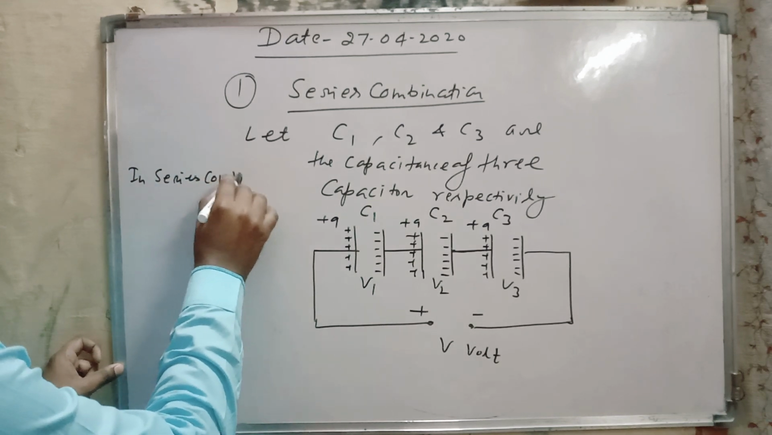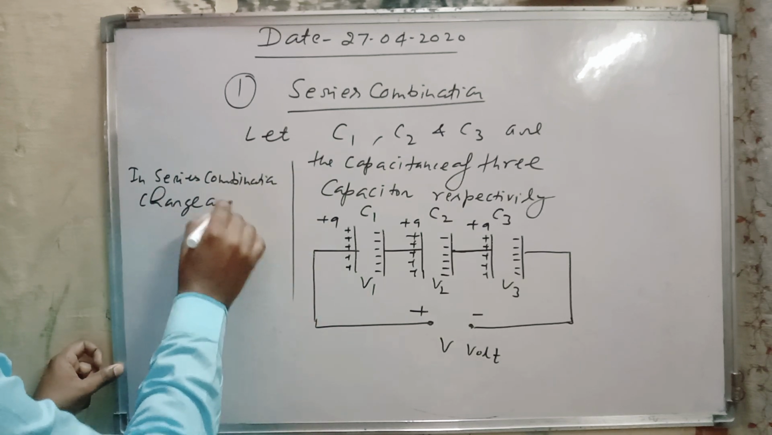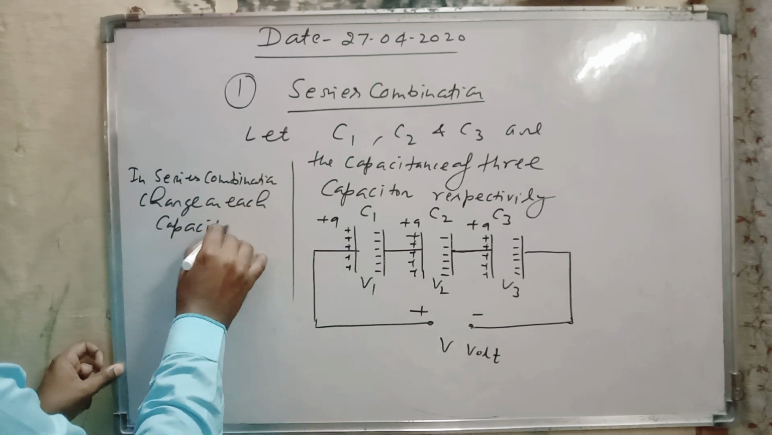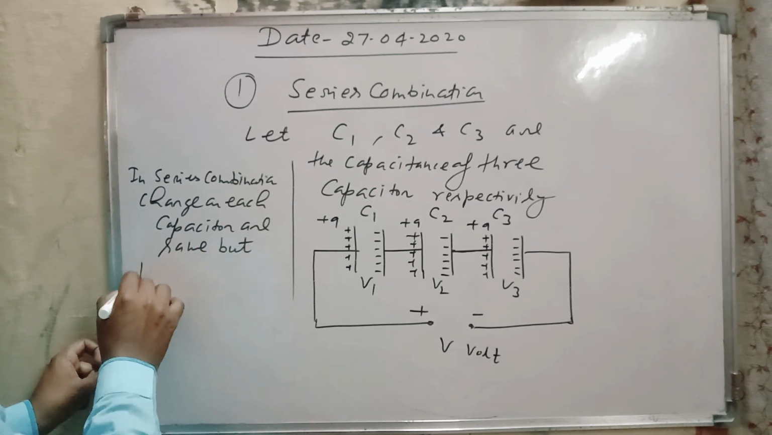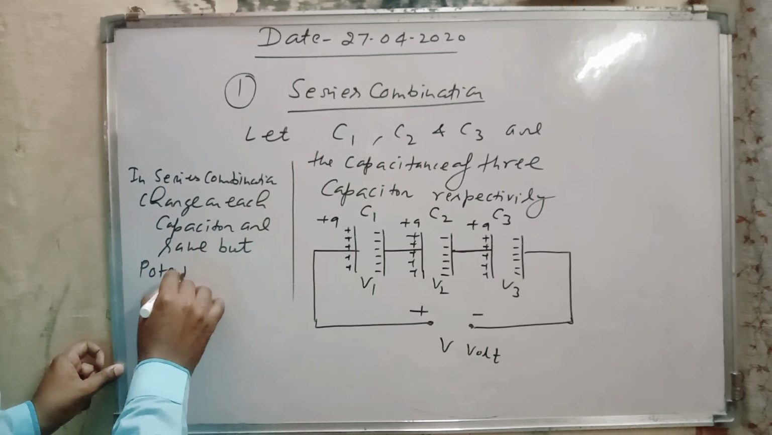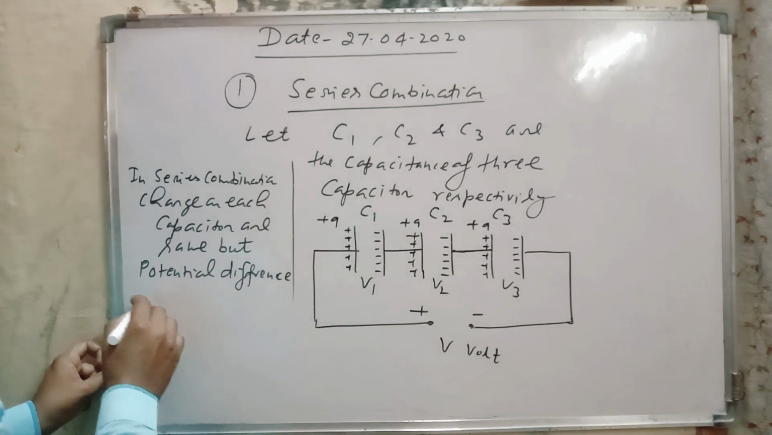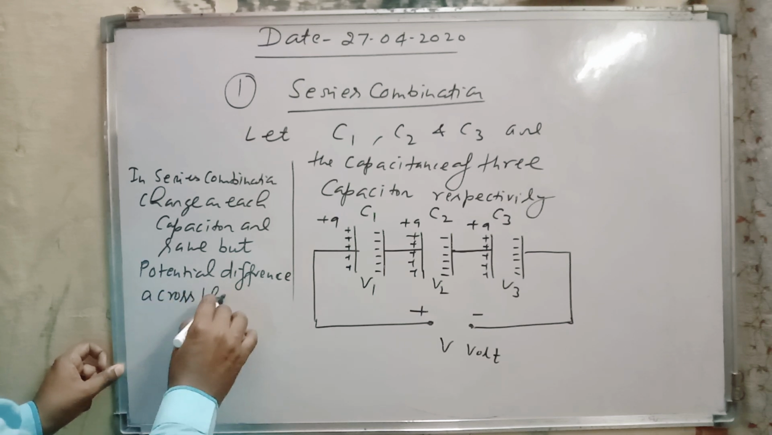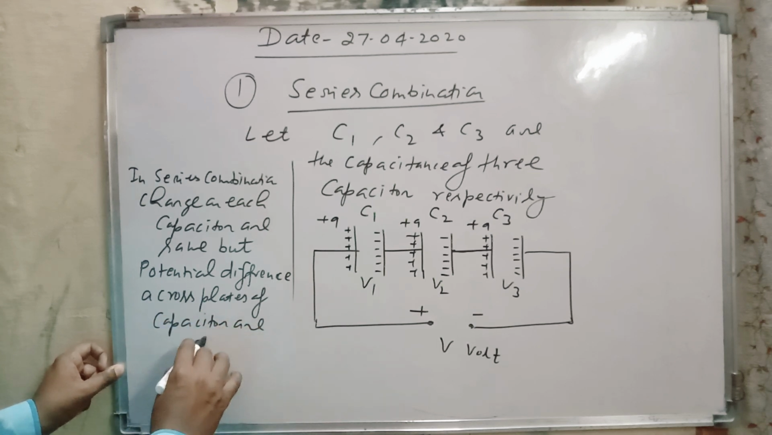In series combination, the charge on each capacitor is the same, but the potential difference across the plates of each capacitor is different.